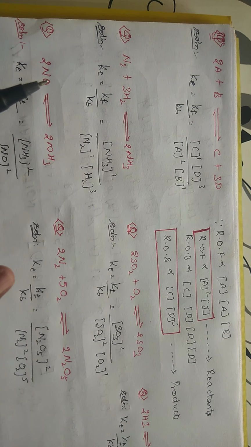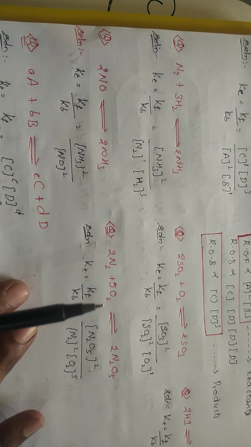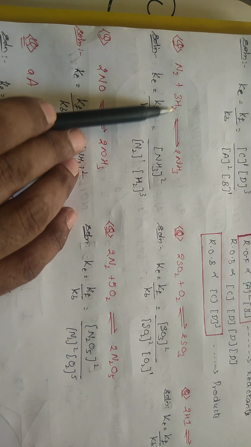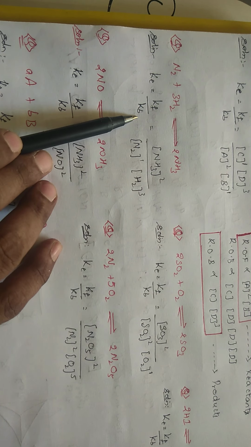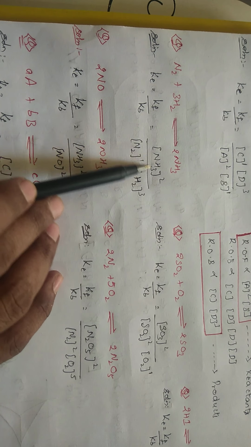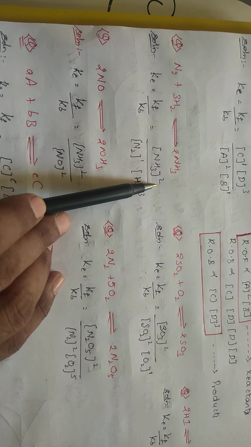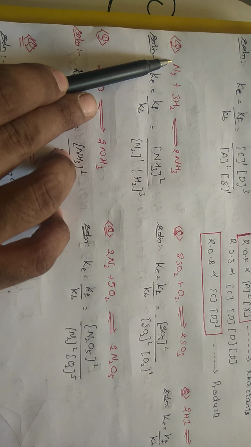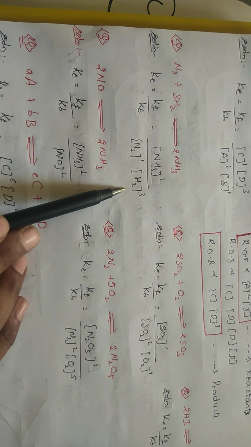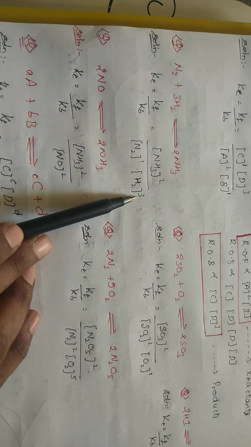See, I think you are clear with this now. Okay. So in the same way, try for this one. N2 plus 3H2 gives rise to 2NH3. Ke will be equal to Kf by Kb. And the product is NH3. What is the coefficient? It is 2. It is squared, by N2, coefficient is 1, so it is 1. H2 coefficient is 3, so it becomes whole power cube.